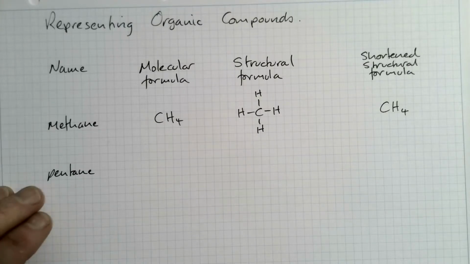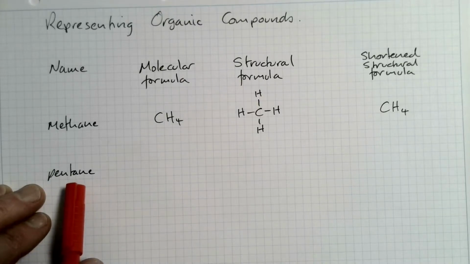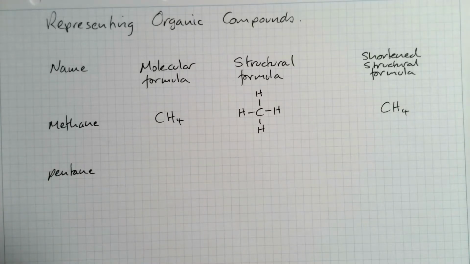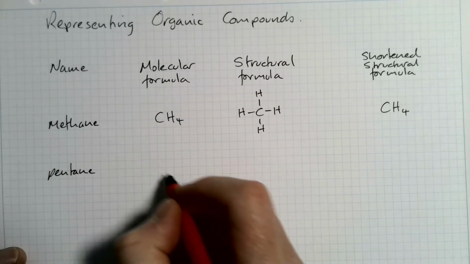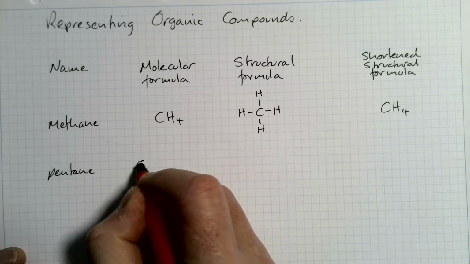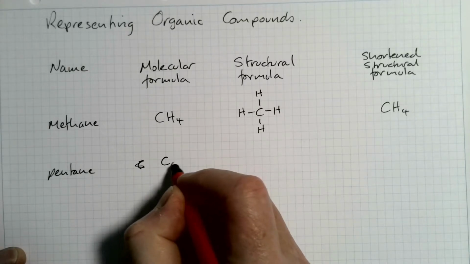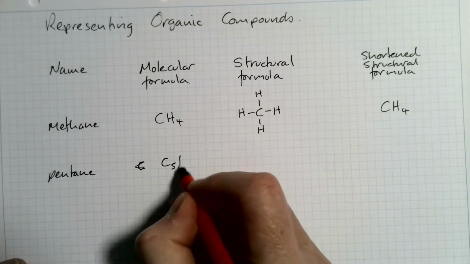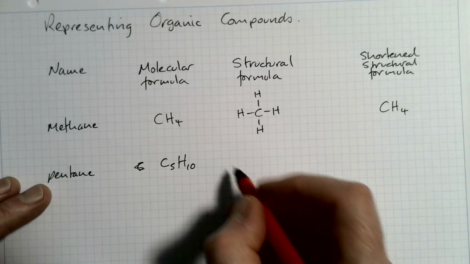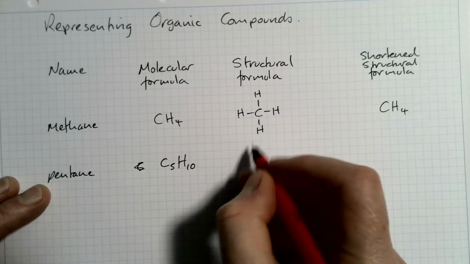Right, now let's look at pentane. Pentane is a molecule with 5 carbons. It's similar to methane in that it's completely surrounded by hydrogens. So let's just draw it out. It has 5 carbons, and in this case it has 10 hydrogens, C5H10. We're going to talk about pentane again in another lesson, but let's draw out the structural formula.